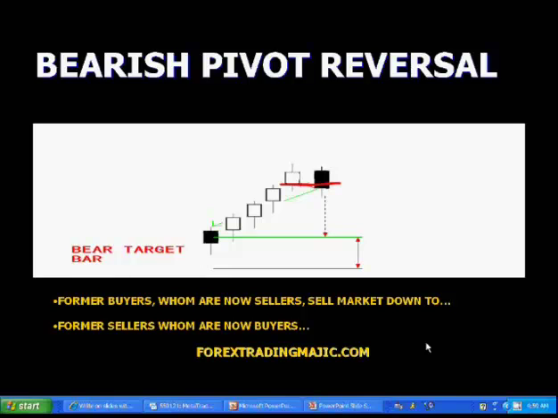Now that we've talked about bullish swings and bullish pivot reversals, let's talk about bearish swings and bearish pivot reversals, which is the same thing, just in the opposite direction. Here we see our bearish reversal bar, or our bearish pivot bar, and here we see our swing bar.